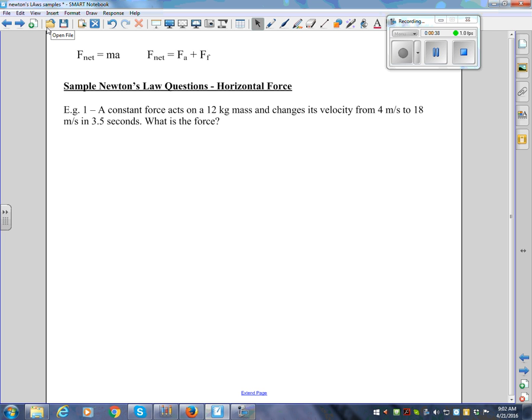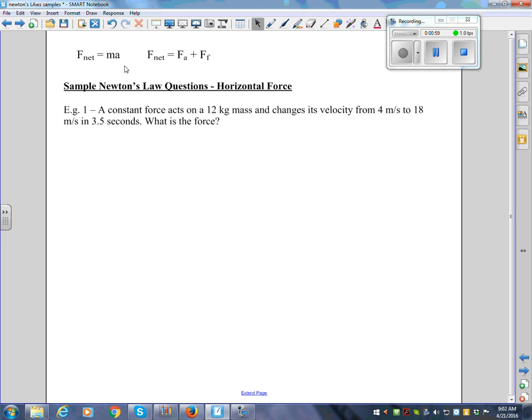There's really only 2 formulas that you need, in addition to the kinematics ones that we've already done last unit. So it's a good review of some of those. If you're still struggling with those, then this would be a good chance to practice those again. So those 2 formulas: Newton's second law, F net equals ma, mass times acceleration.